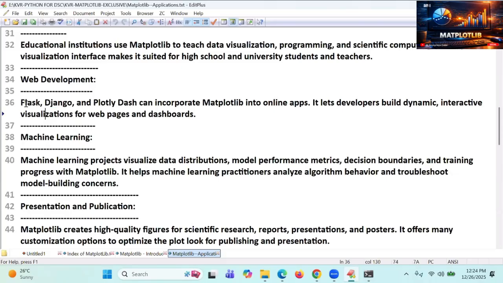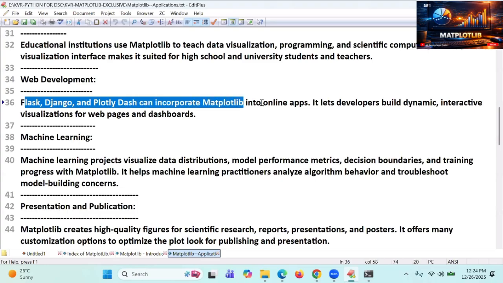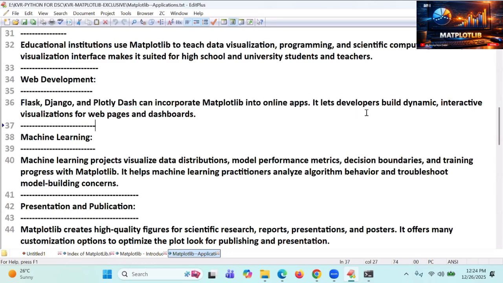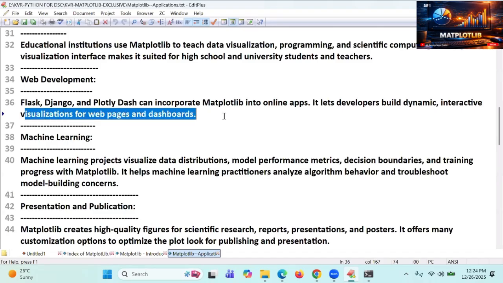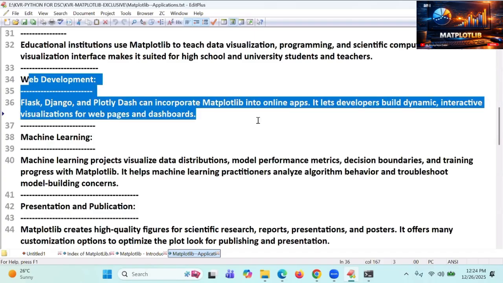So Flask, Django, Plotly, Dash can incorporate Matplotlib into online apps. It lets developers build dynamic, interactive visualizations for web pages and dashboards. So even in web application development, whenever you want to represent any visualization, you can use these plugins.